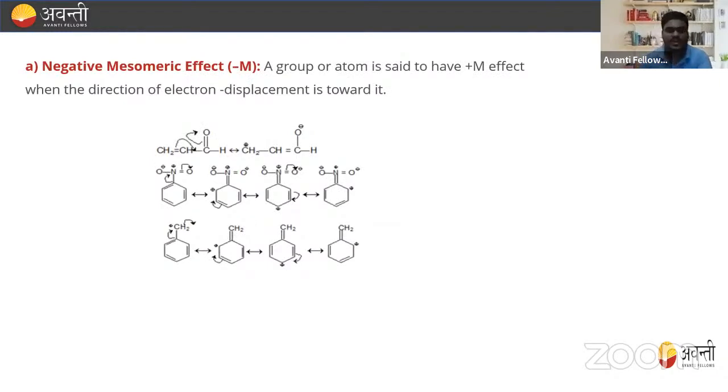Now, what is negative mesomeric effect? A group or atom is said to have a minus M effect when the direction of the electron displacement is towards it. This will not be plus M, this will be minus M, right? So when the direction of displacement is towards it, that is known as a negative mesomeric effect.